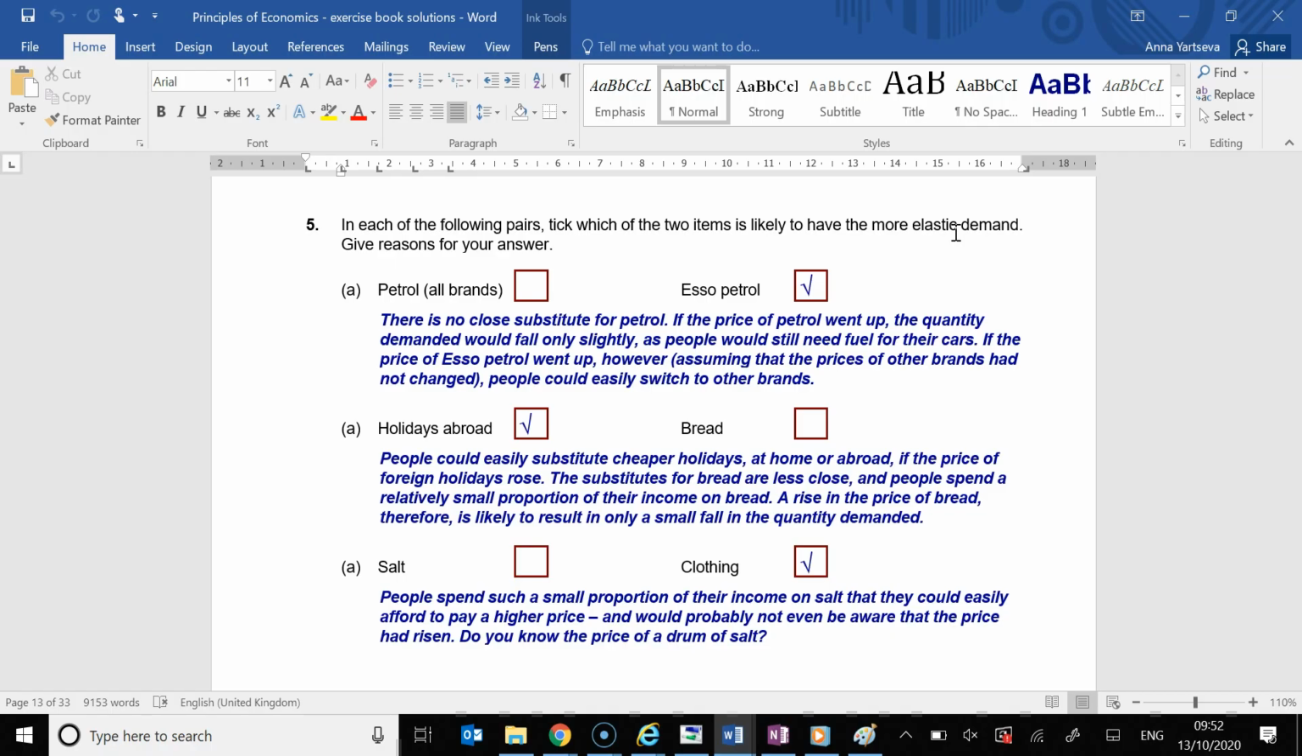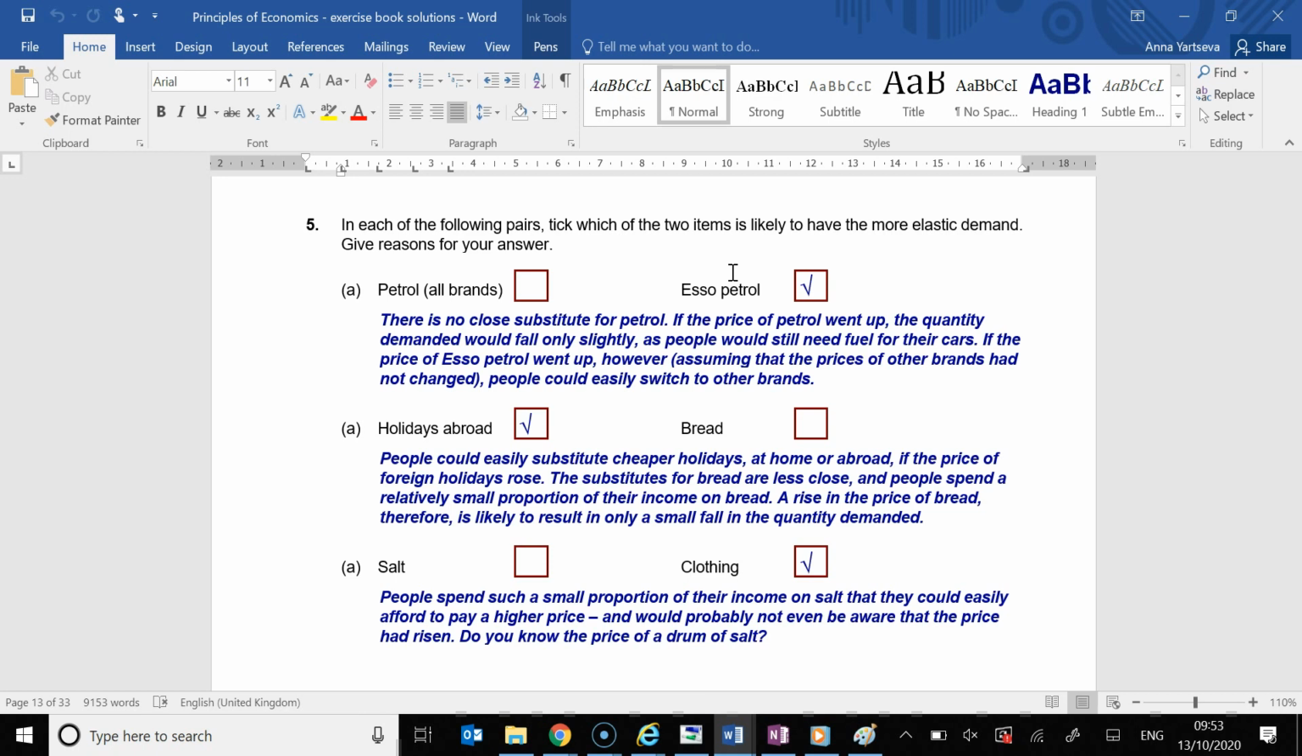While ESSO petrol will have plenty of substitutes. If you're not happy with its quality or price, you can easily drive to another petrol station and buy it elsewhere, some different type or brand of petrol. That's why customers are likely to be much more sensitive to changes in price for ESSO petrol compared to petrol overall. They won't be able to switch easily away from using their cars if petrol overall becomes more expensive. But if only one brand increases their price, they will easily just drive to another petrol station next time. Got this? Any questions?